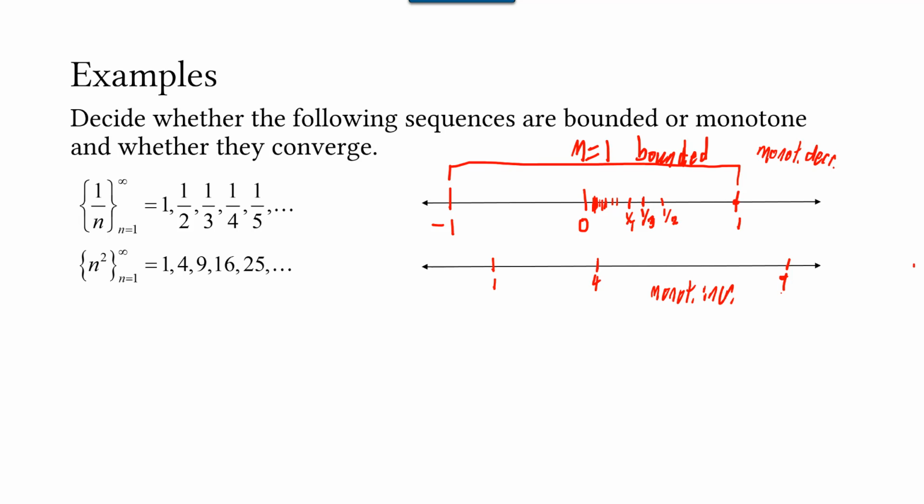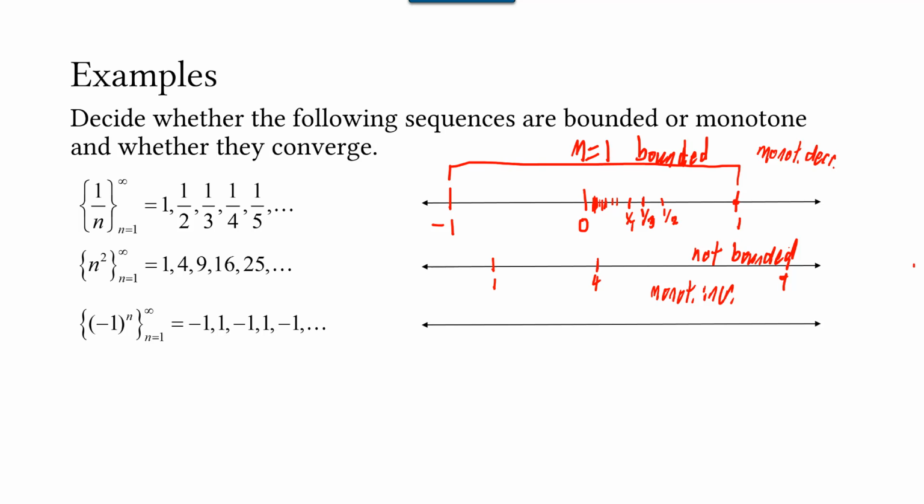But it's not bounded. It goes off to infinity. There's no capital M that will contain all points in the sequence. As the sequence is not bounded, it's also not going to converge. So this is an example of one where the limit would be infinity, or we would say it doesn't exist.